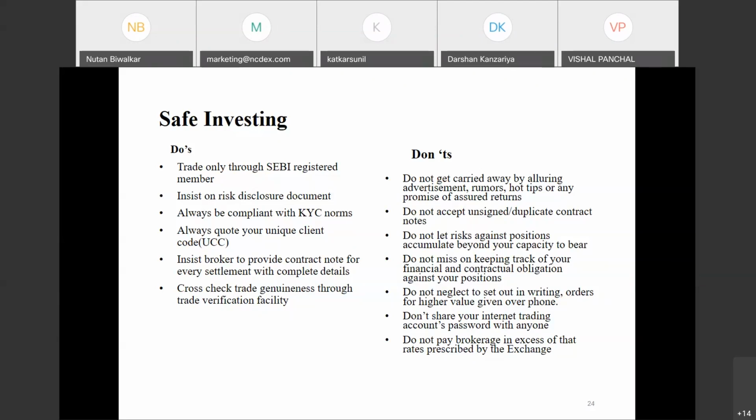So you first have to acquaint yourself with the expertise required for such trading. A layman, an investor who doesn't have any knowledge about it, will find it very difficult to trade in these derivatives contracts.